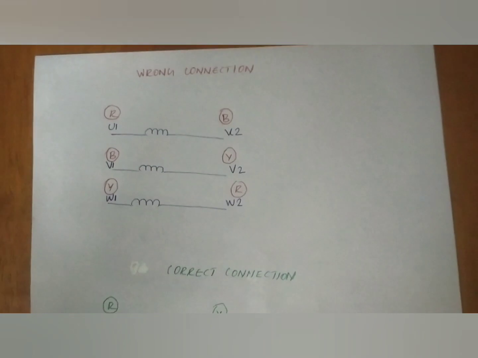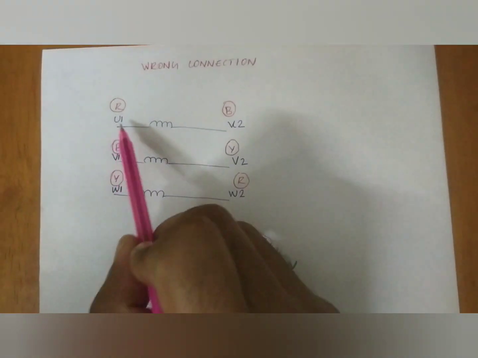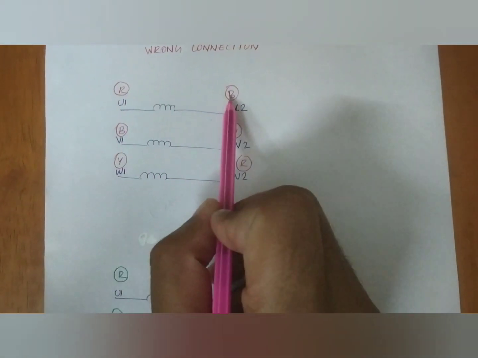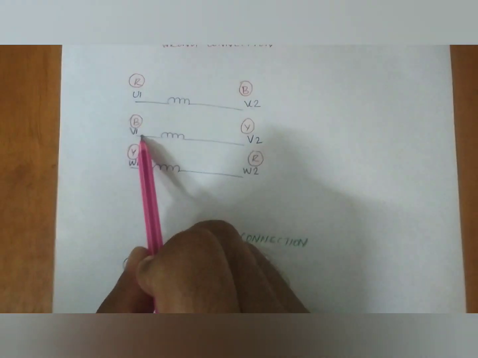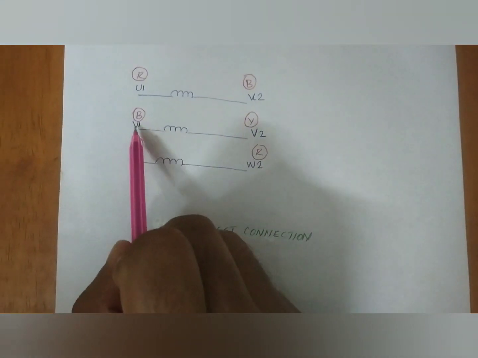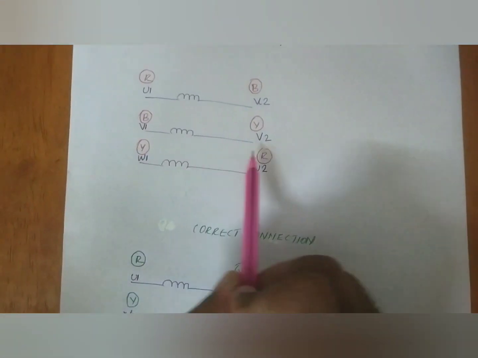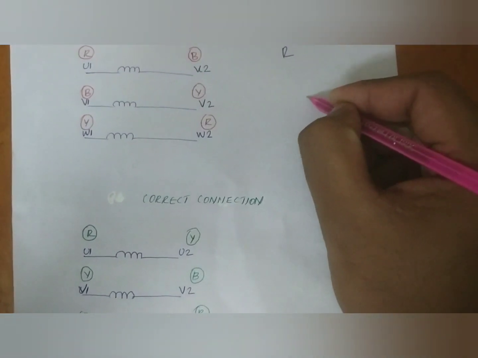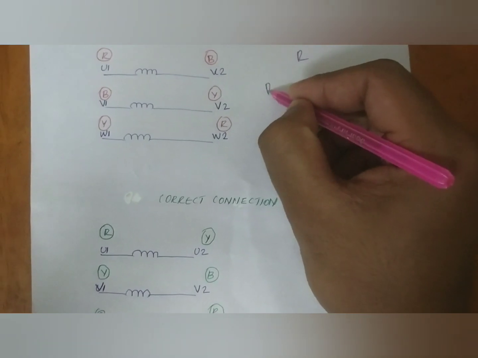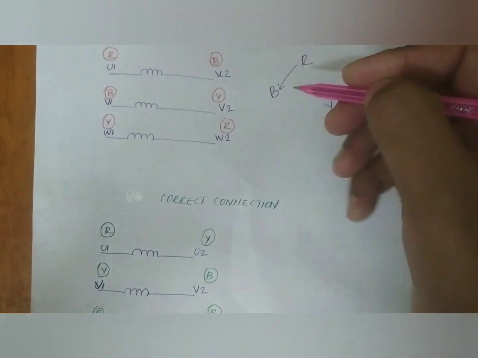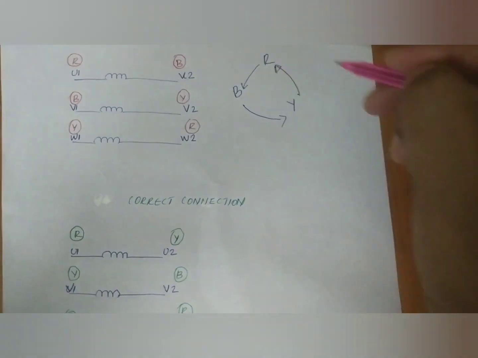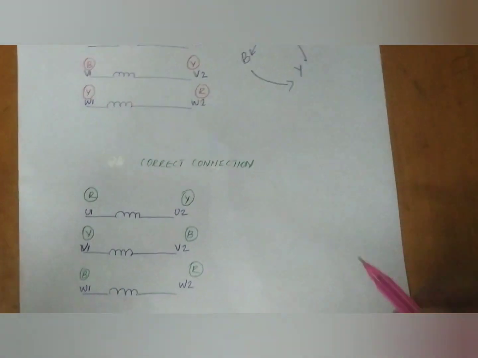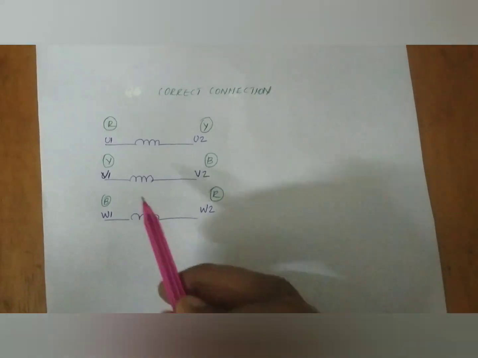Now let's see it in detail. Here, it's a wrong connection. U1 is fed with R, U2 with B, V1 with B, V2 with Y, and W2 with Y. You can see R here, Y here, and B here. It's going like this to here. This is in anti-clockwise direction. This is the wrong direction.